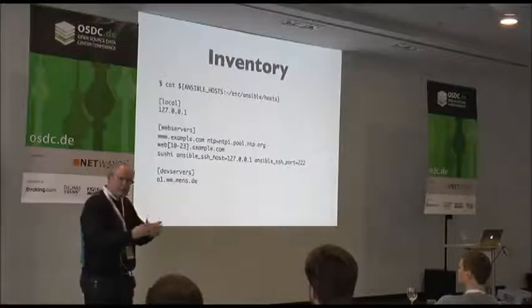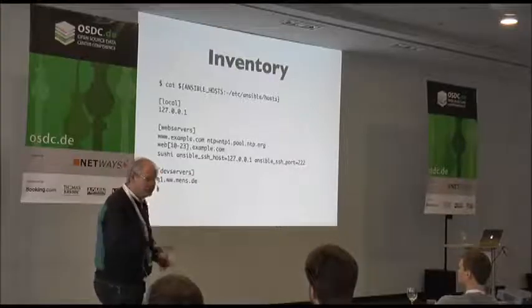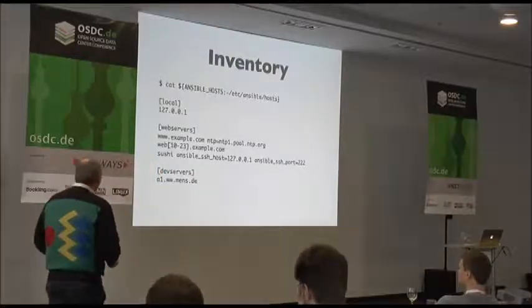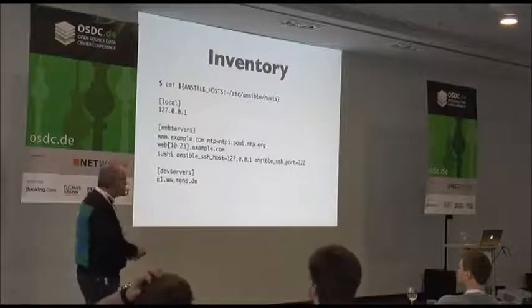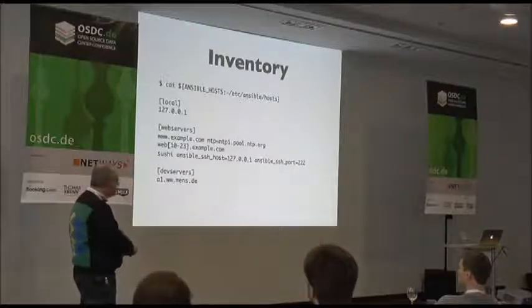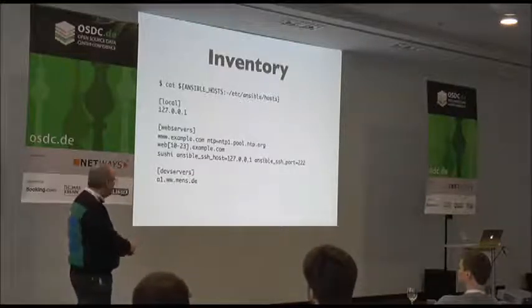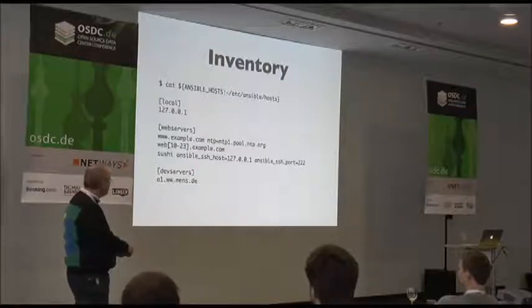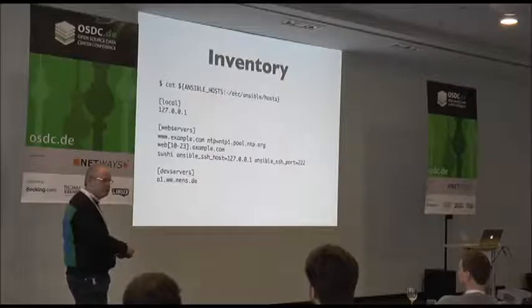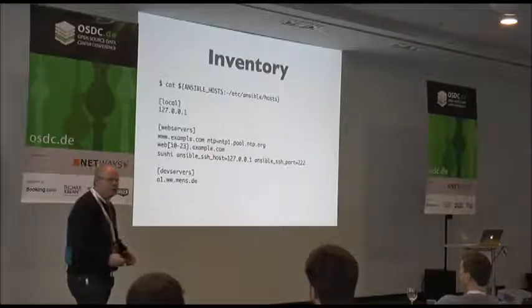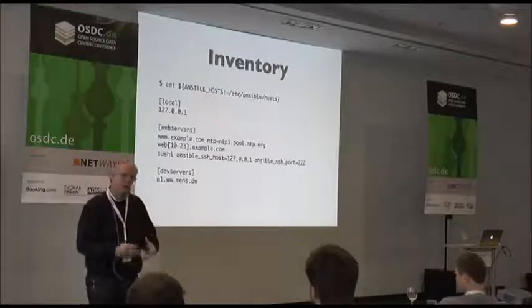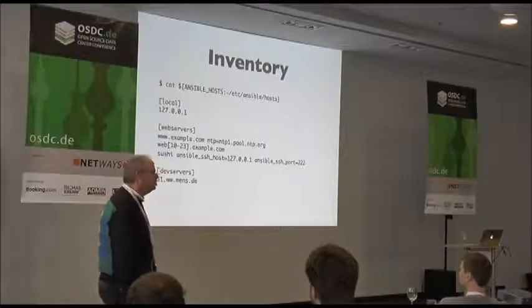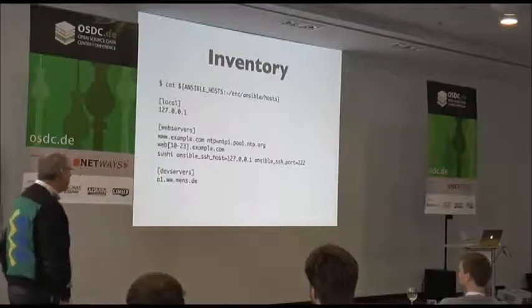We can specify slices. If you have a large range of machines, you don't have to enumerate them all. We can also have things like pseudo hosts, for example, this machine called sushi, which doesn't really exist. And we're telling Ansible with variables how to get there. So ansible_ssh_host is 127.0.0.1, and ansible_ssh_port is 222, like a jump host. So we create quite a number of different combinations.